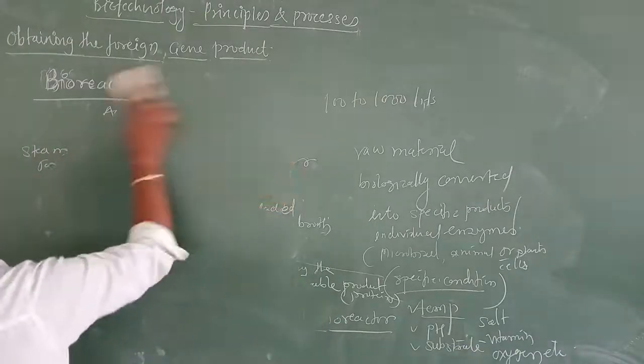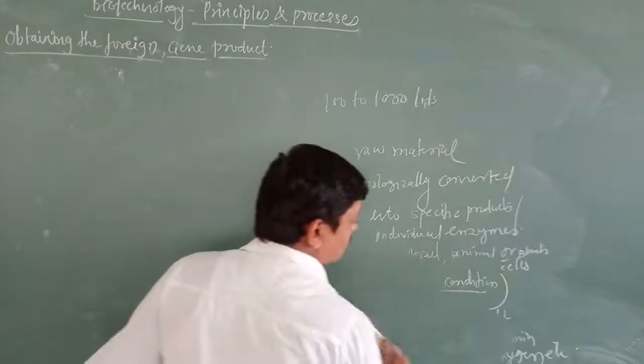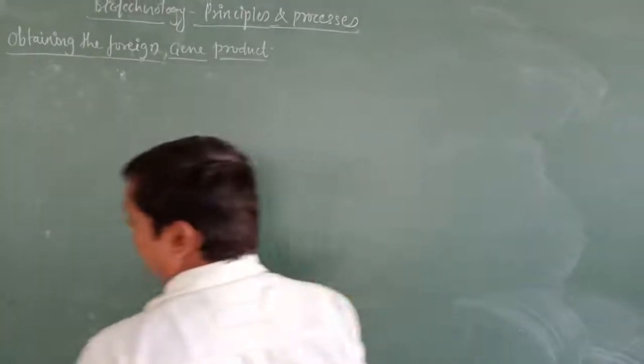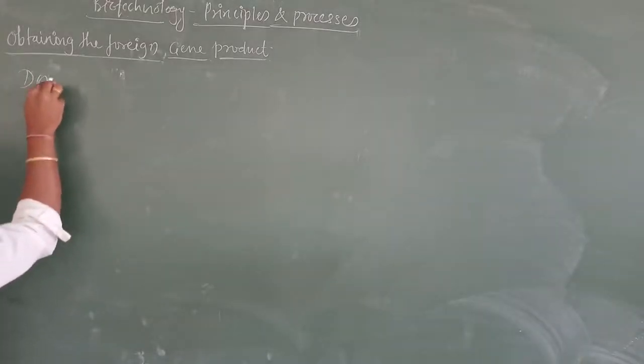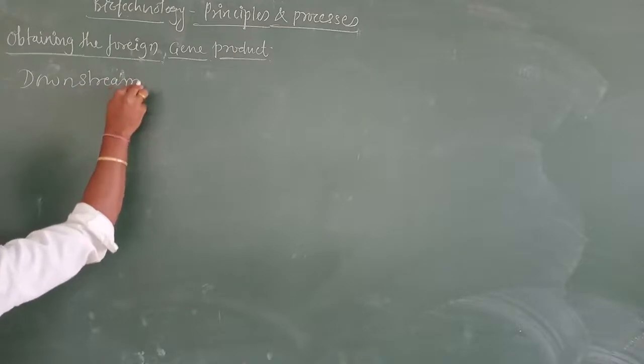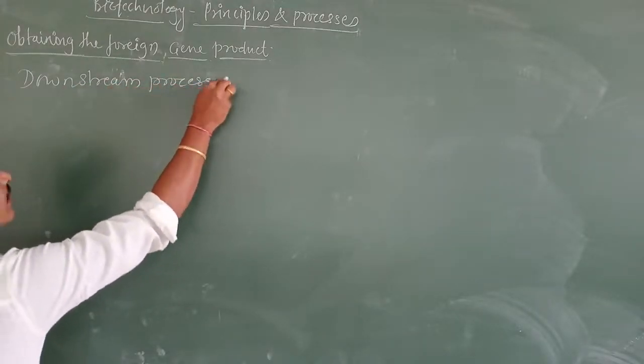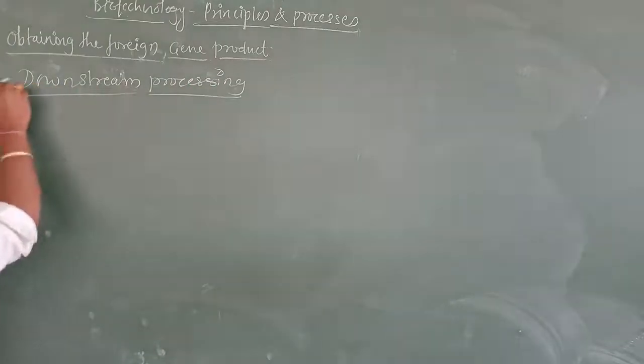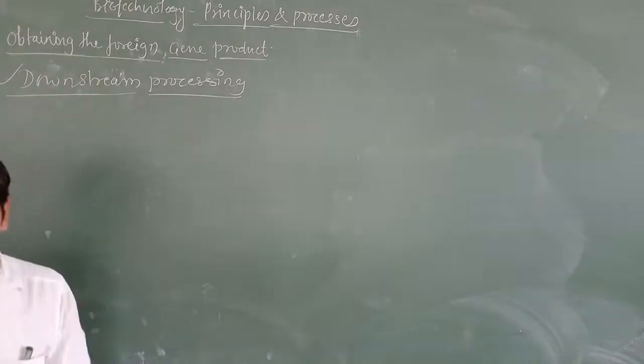Now next and last, the final point in the processing of recombinant DNA technology is downstream processing. What is meant by downstream processing? This is very important. Sometimes one question is asked in competitive exams also: which one of the following is not a downstream processing step? So what is meant by downstream processing?